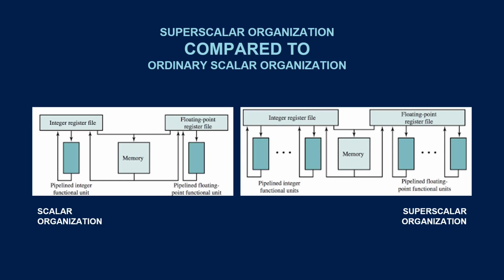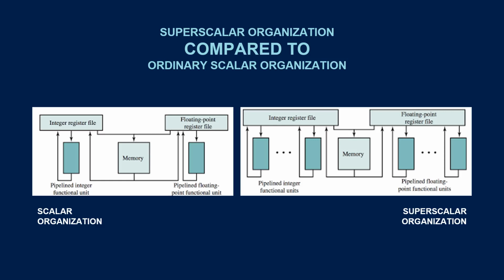So as we see on screen, both the superscalar and ordinary scalar diagram. Firstly, I will explain the ordinary scalar organization. This organization is also known as the scalar organization and it acts on a single piece of data at a time. In this organization, there is a single pipelined functional unit. The first one is integer operation and the second one is floating point operations.